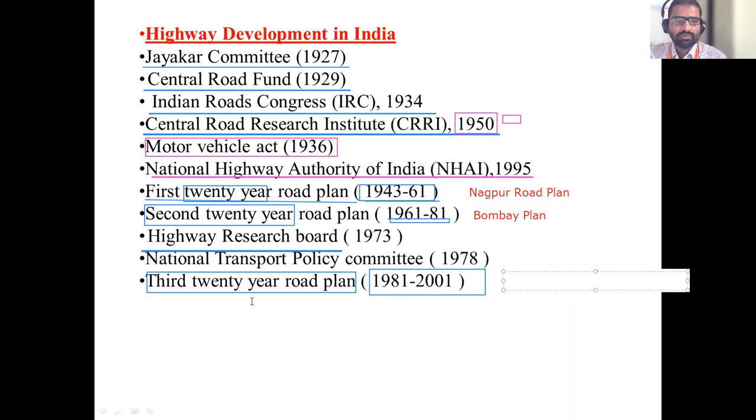Next, the last one is the third 20-year road plan. The third 20-year road plan is also called the Lucknow Plan. In the exam he may ask, the first 20-year road plan is also called what? It is also called the Nagpur Road Plan. The second 20-year road plan is also called the Bombay Plan. Next, the third 20-year road plan is also called the Lucknow Plan.